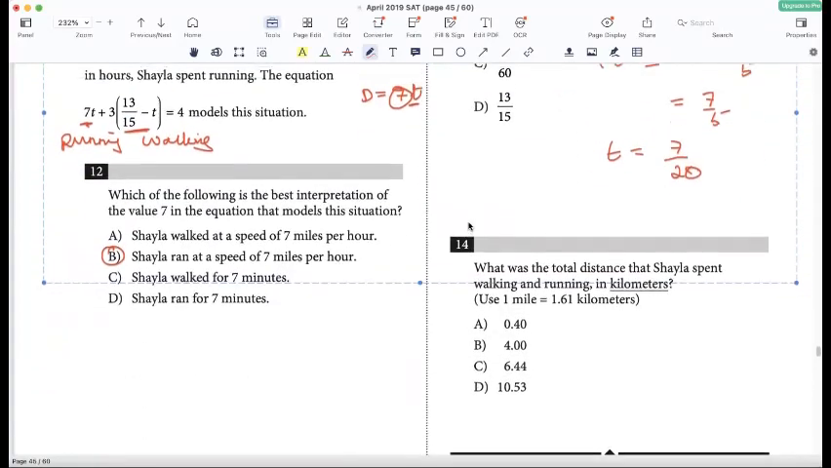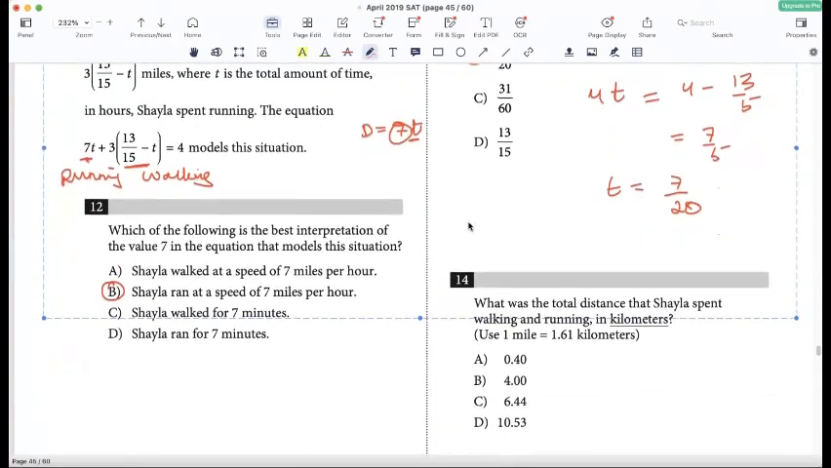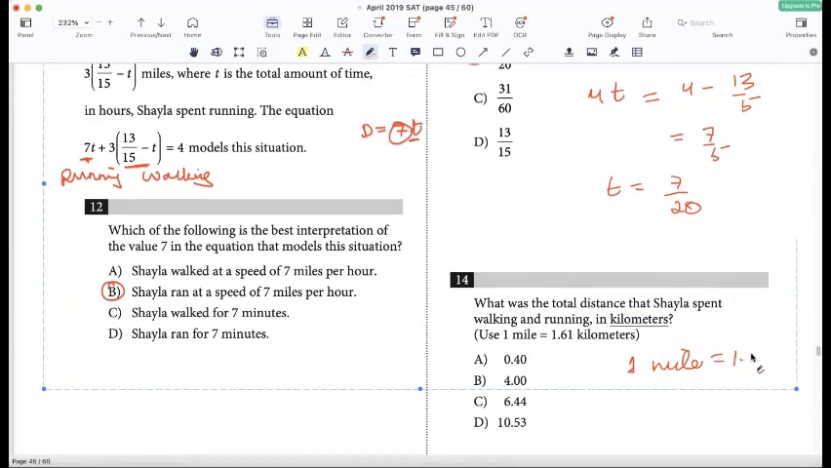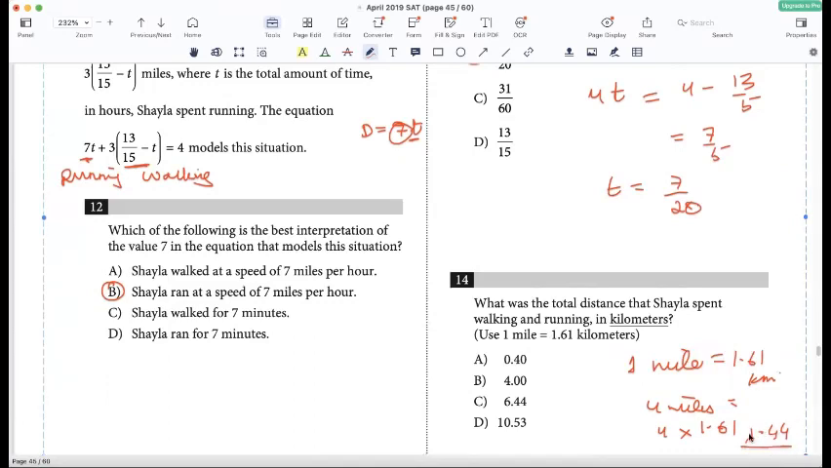What was the total distance that Shayla spent walking and running in kilometers? So she spent 4 miles. 1 mile is 1.61 kilometers. So 4 miles will be 4 into 1.61, 4 into 1, 4, 4 into 6, 6.44. C.